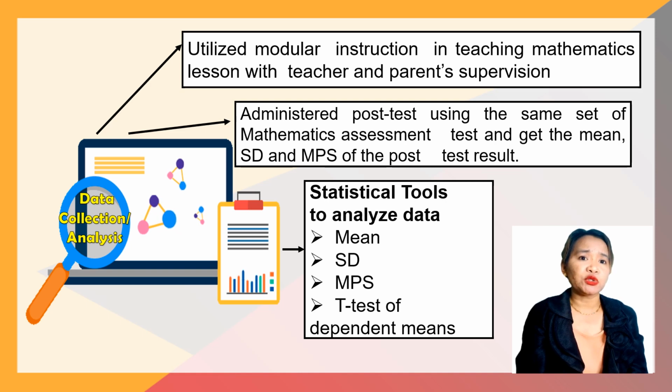The statistical tools used to analyze the data were the mean, SD, and MPS to determine the performance level of the pupils in the pre-test and post-test, and the t-test of dependent means to determine the significant difference between scores of one group or two sets of correlated scores.